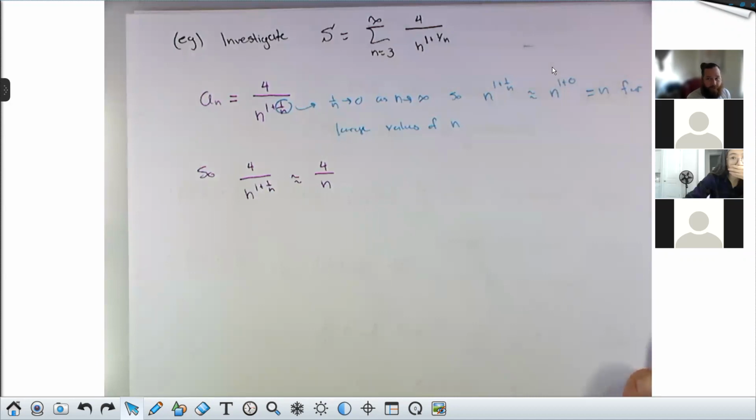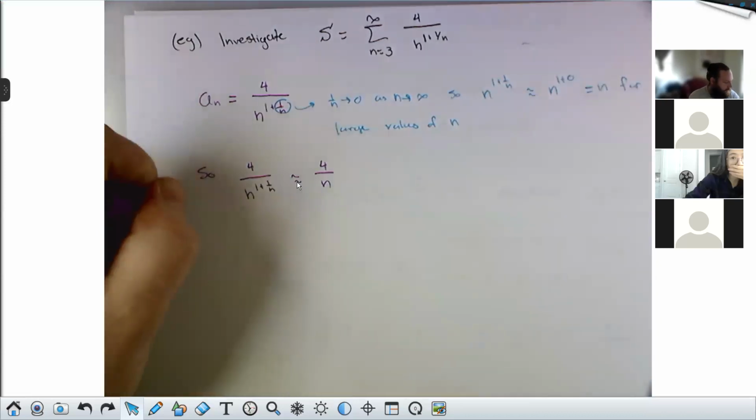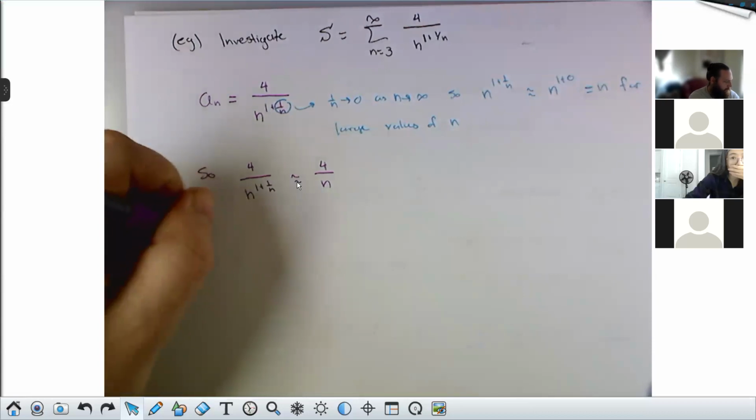Again, there's no obvious inequality here. In fact, if you could prove an inequality between these two things, 4 over n would be larger, because this power being just a little bigger than 1 means this denominator is just a little bigger than that denominator, which means this thing is overall a little bit smaller than that thing. And that wouldn't help us. Showing that this thing is a little bit smaller than a divergent series is not helpful. So this is another great example of a limit comparison test problem.